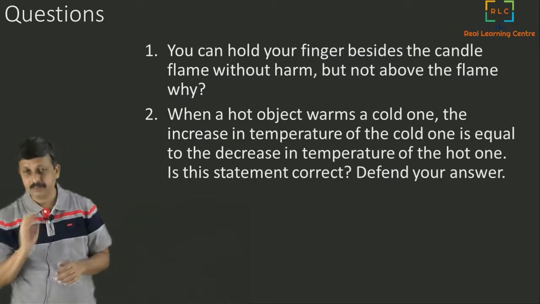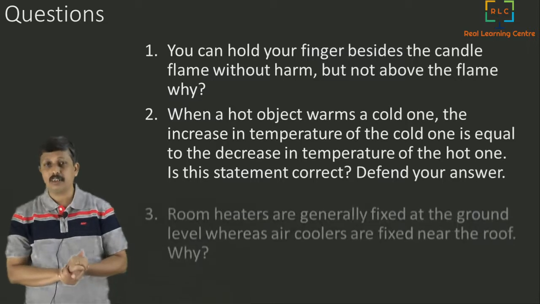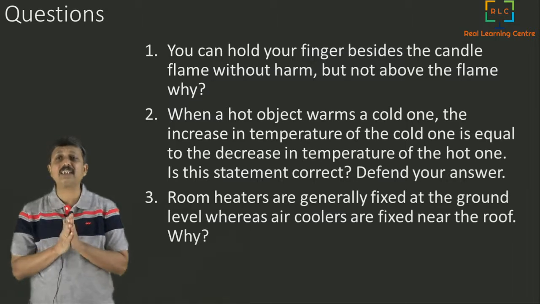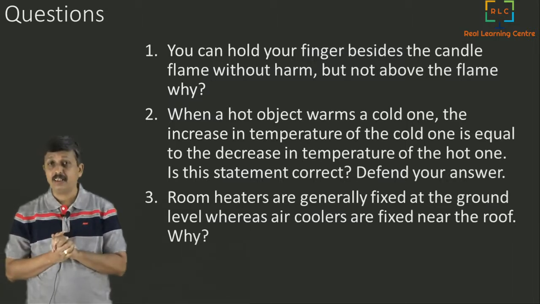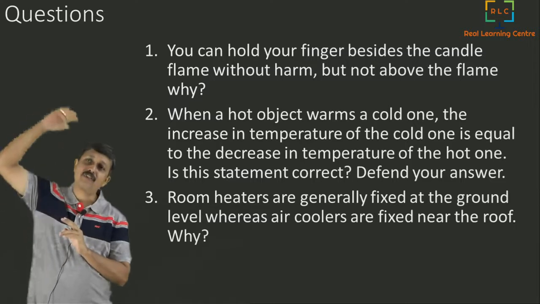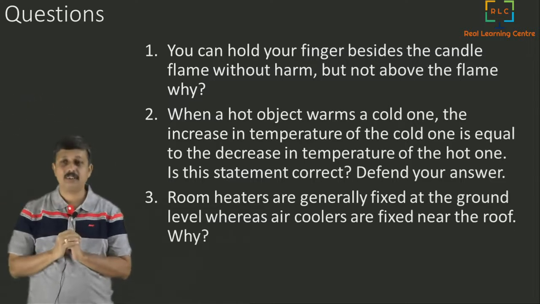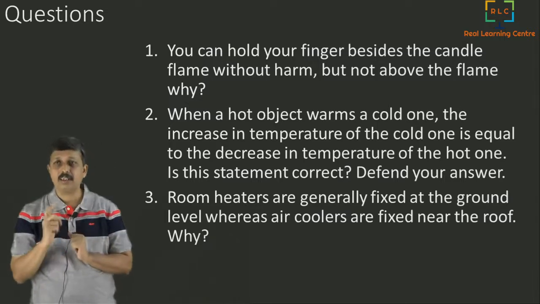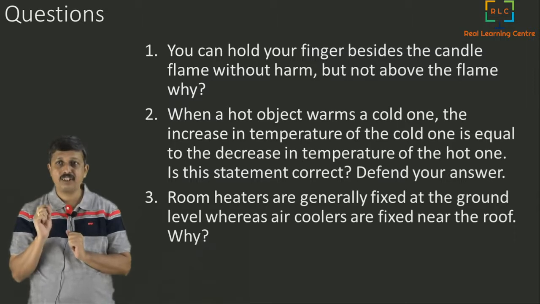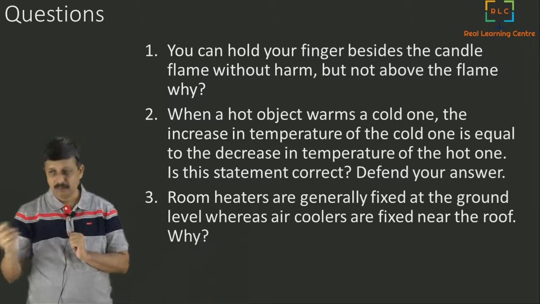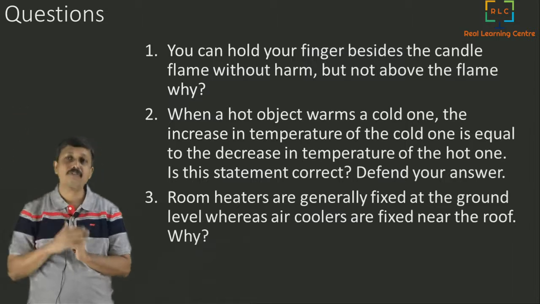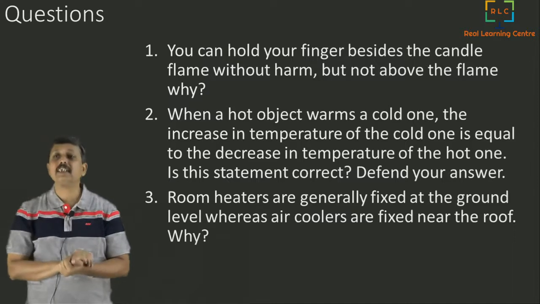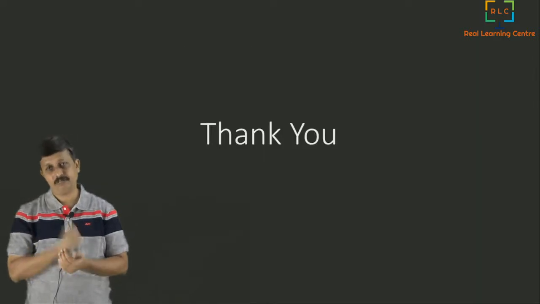Think about it. And then the last question is, you have probably observed that room heaters are generally fixed at the ground level, and the air coolers or air conditioners are fixed at the top level. Why is it so? Has it got anything to do with convection currents? Think about it. It is very important. If you fix the AC somewhere down and the heater on the top, will it work? Think about it. Okay. Thank you, and let's continue this in the next video. Bye.